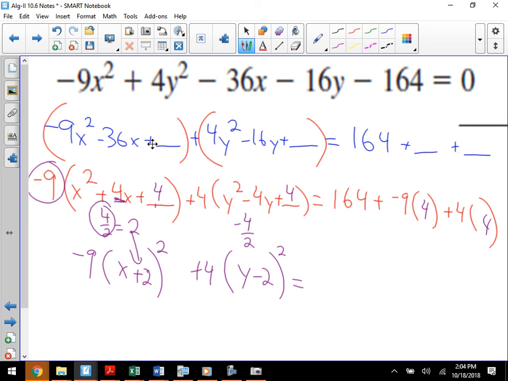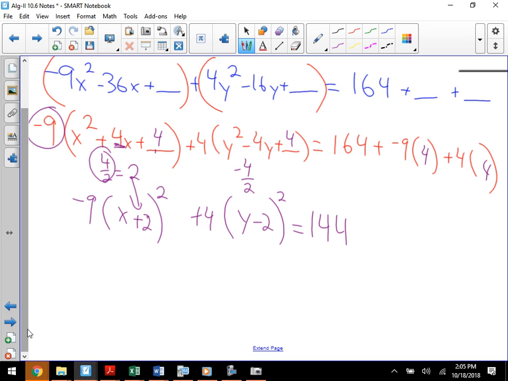So now on the right-hand side, actually, numbers that are fairly clean. What's negative 9 times 4? All right, what's negative 36 plus 16? What's negative 20 plus 164? Huh. Now what do you have to do?